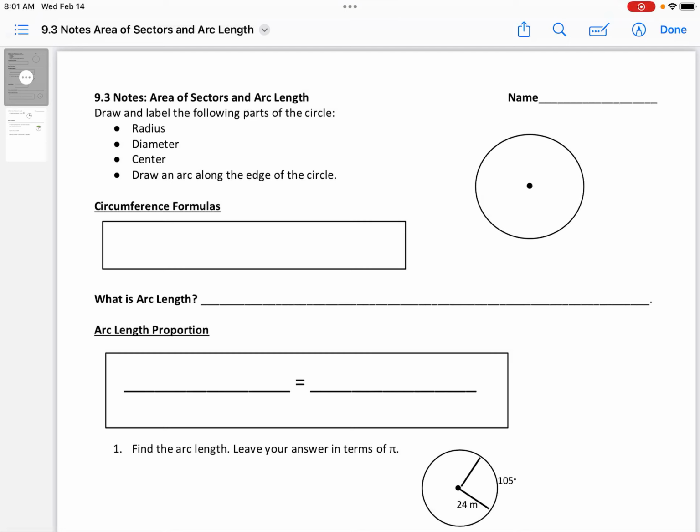Okay, 9.3. So we're going to do arcs and sectors. So sectors are parts of the inside, and arcs are part of the circumference.